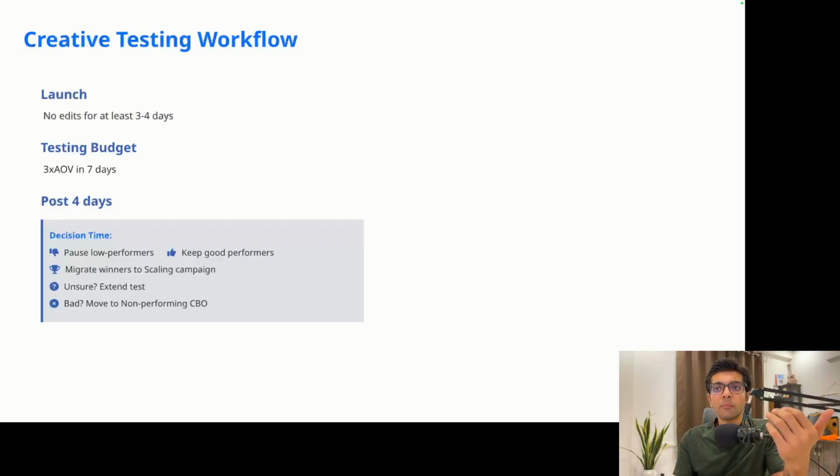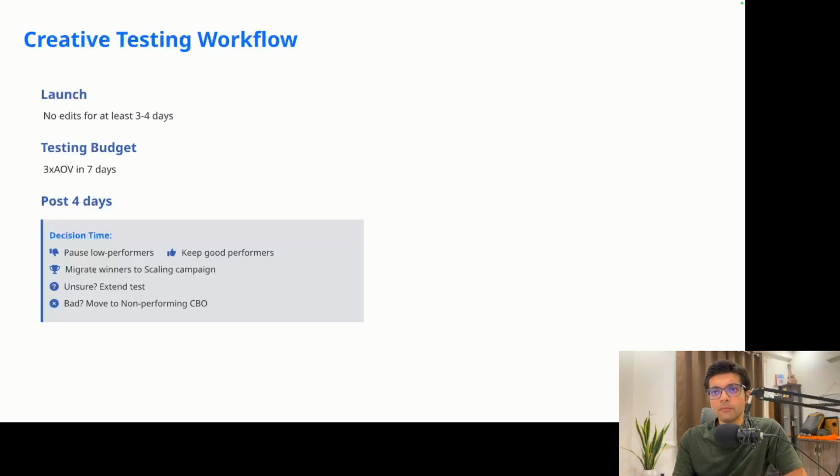Post 4 days, what you have to do is pause the low performers, keep the good performers on, and migrate the winners to the scaling campaign. If you are unsure of the results, let's say for 2 days it gave good results, the third day it dipped, the fourth day it picked up again, and this is the kind of unstable trend that you see, then let it be there for some time. In fact, for my winners as well, what I've started doing is letting them be there and scaling them there by increasing the budgets by 20% or sometimes 30%. 10 to 20% is my typical range, but if I see potential, I scale it up by 30% and see if it is able to hold the scale. If it is able to hold the scale, then it is a proven winner, and then I graduate it. Or if I still feel a bit of resistance based on the trend in the last 7 days' data, I keep scaling it in that particular ad set.